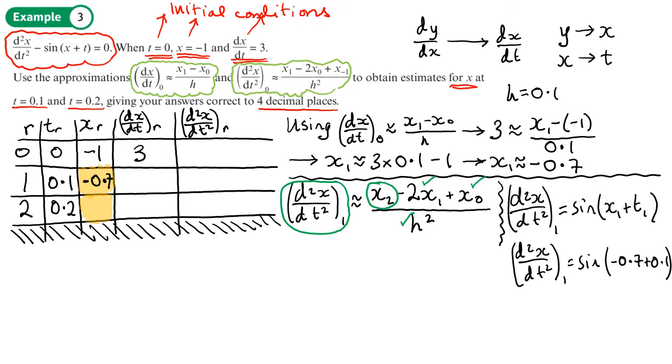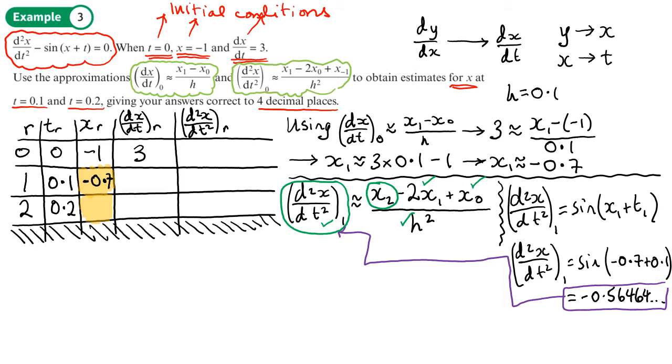And we'll work that out on my calculator. Remember, we're in radians. So I get negative 0.56464 and so on like that. And I'll make sure that when I do my working, I use the exact answer here. Now remember that goes here. So now we have this value as well.